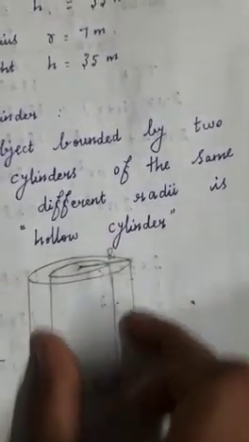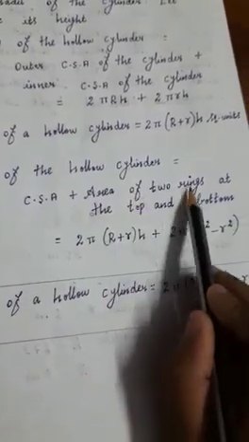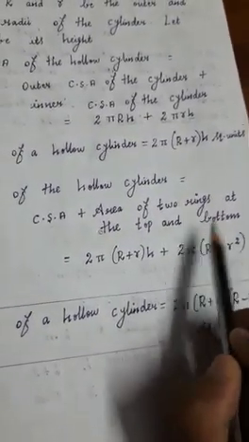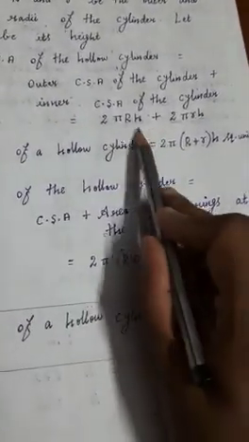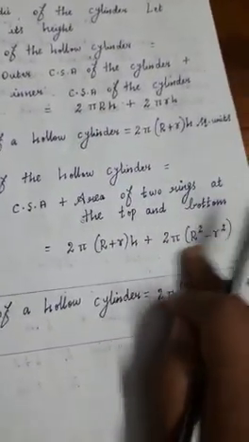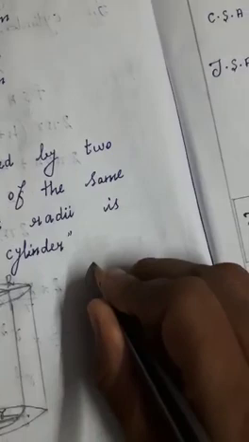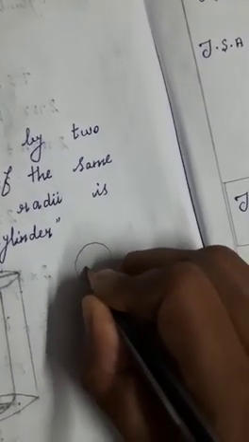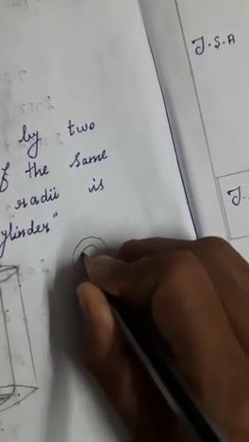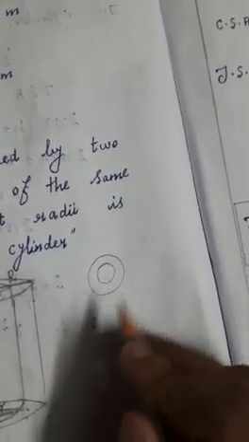The CSA of the hollow cylinder we have already found. So this is the TSA formula: CSA plus the area of 2 rings at the top and bottom. Now see, the CSA formula you already know, so you have to write that formula here instead. Now see how we are getting this. You know that this top part is a circle shape only. When you look at the original object, you can see it like this. So how can we find this formula?